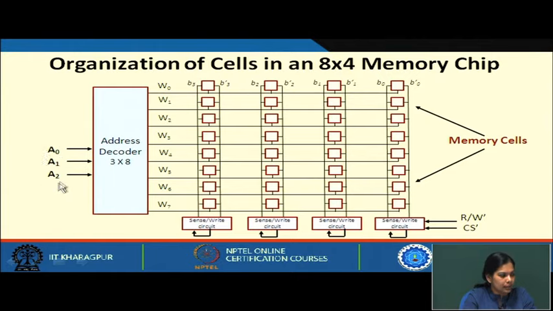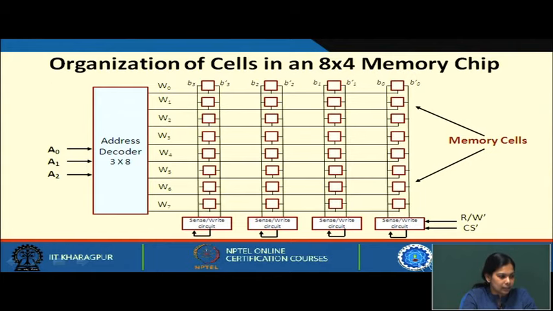These A0, A1 and A2 are applied as the address, and depending on this particular address, let us say it is 000, then the first word line will get selected, and then all the bits of this word line may be transferred through this sense or write circuit to the data lines if we want to read the data. And suppose I want to write data into these cells, then what will happen? The data present in this data line that is coming from your MDR will get stored in these bits through this sense or write circuit.